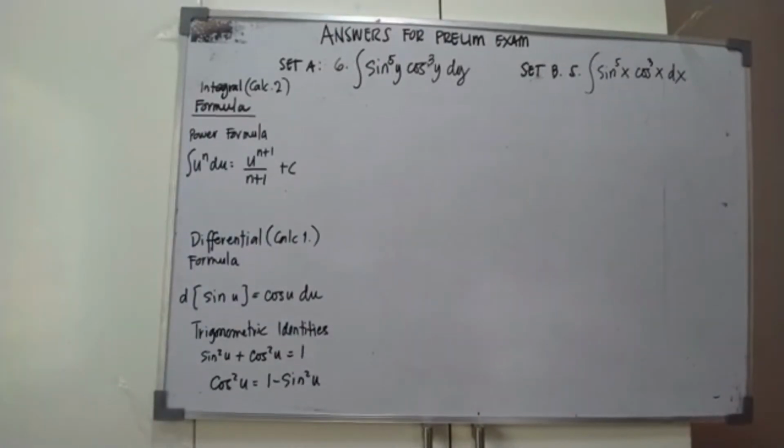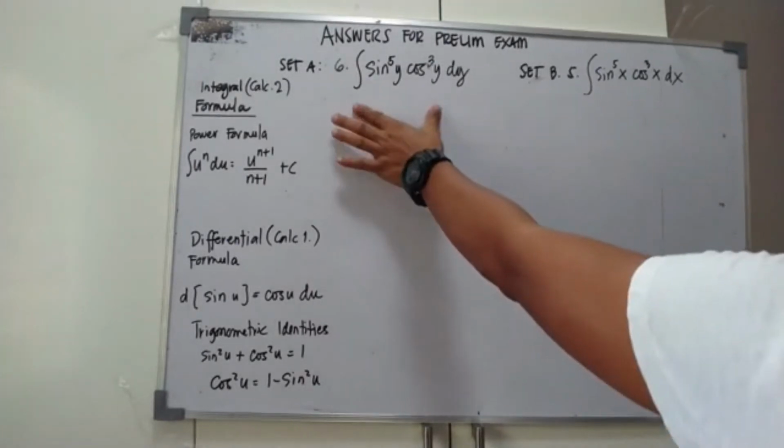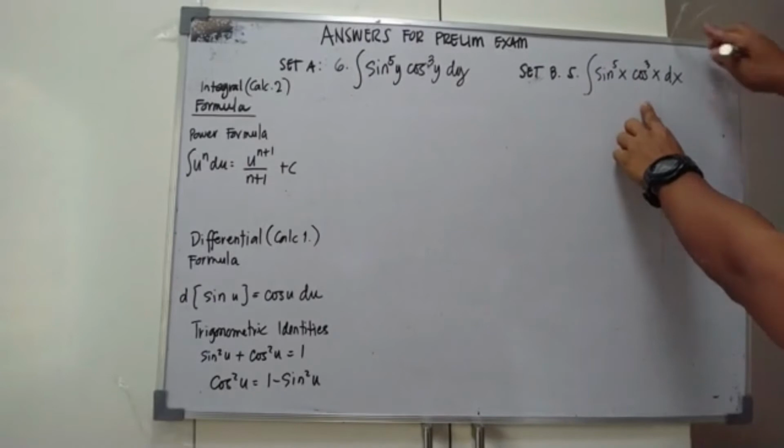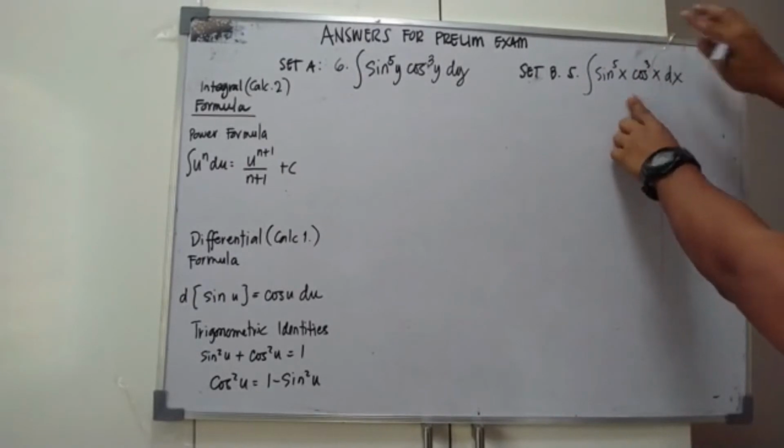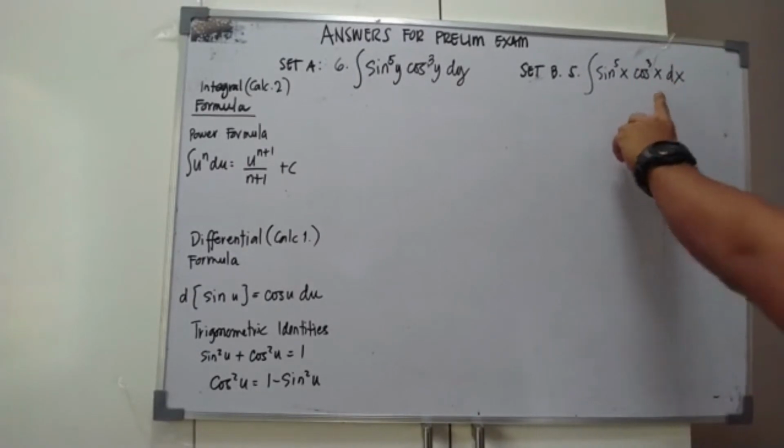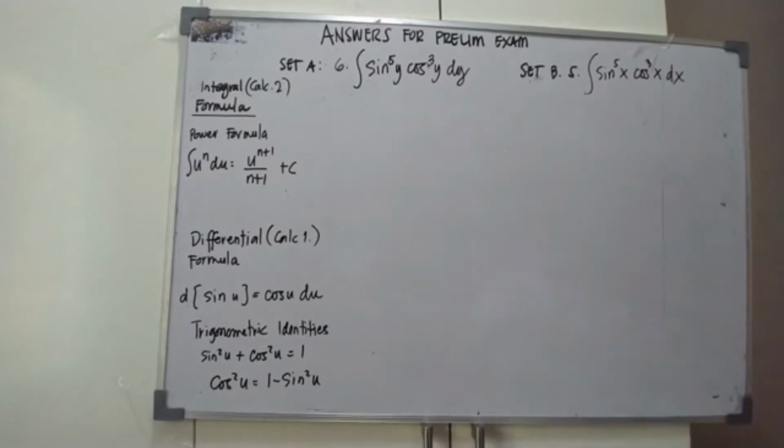Let us solve problem number 6 in your exam. The given there is to evaluate the integral of sine raised to 5 y cosine cubed y dy. This is set A. For set B, I just changed the variable. In set B, x is the given. Here, y is the given. Okay?